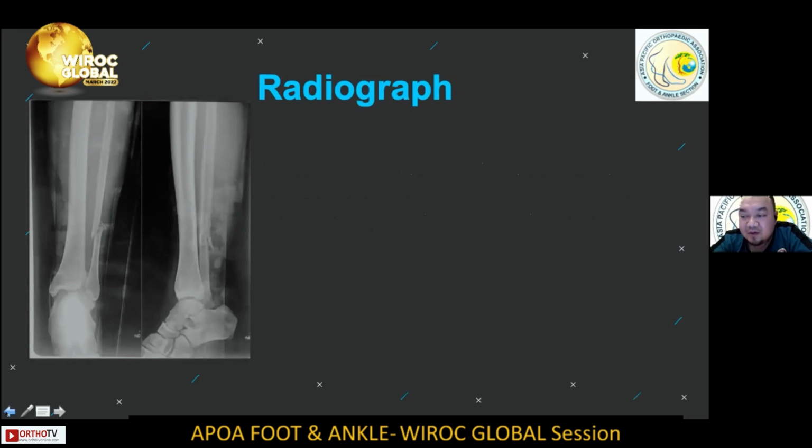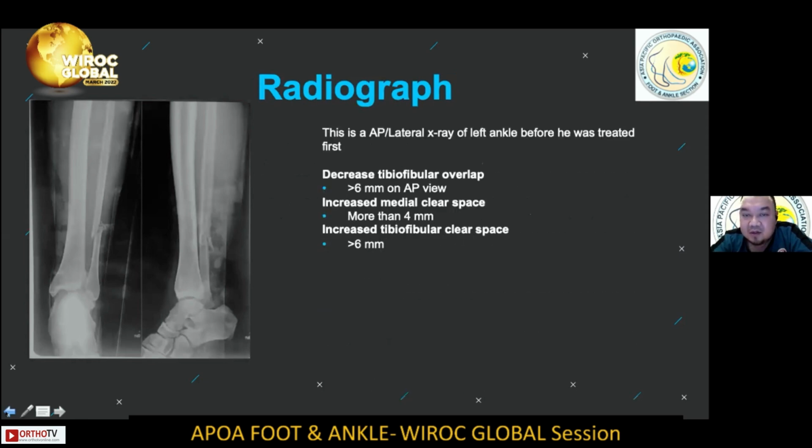This radiograph shows decreased tibiofibular overlap of more than 6 mm on the AP view, an increased medial clear space of more than 4 mm, and an increased tibiofibular clear space of more than 6 mm.